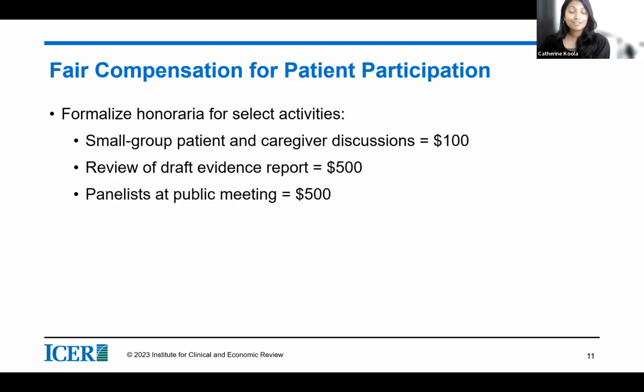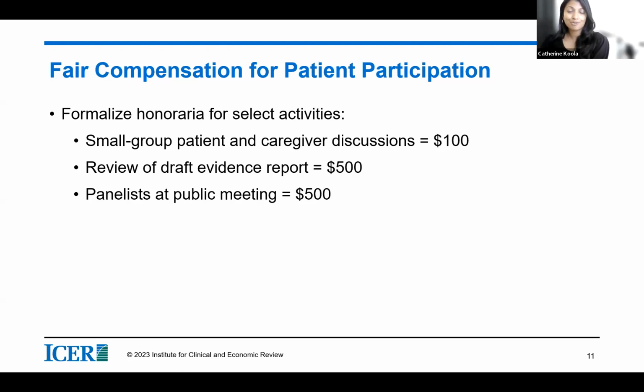The next few updates also really align with our proposed best practices in HTA that support health equity that we had published in our white paper earlier this year. So we know that in order to address financial barriers that may hinder the inclusion of patient participation in our process, it would be important to compensate patients fairly for their time, and at a rate that's comparable to other stakeholders who are engaging with us.